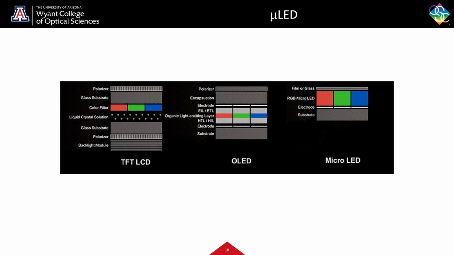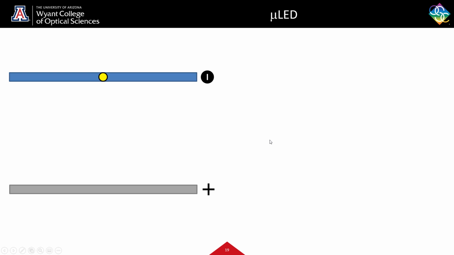And the name kind of explains it all. It's a bunch of LEDs that are micro. And as you can see from this image here, our normal LCD has all of these stacks, which makes it thicker. The OLED is better, it's thinner, but the micro LED, even from there, is much thinner than the OLED. And since it uses metallic components, we don't have to worry about the organic layers burning out over time.